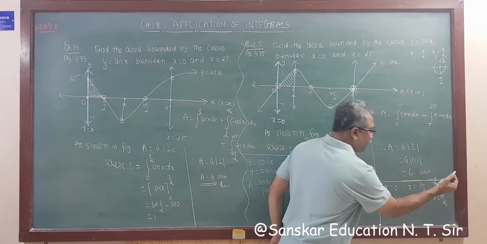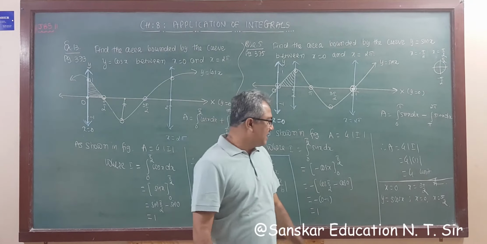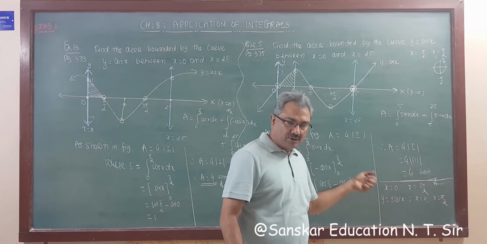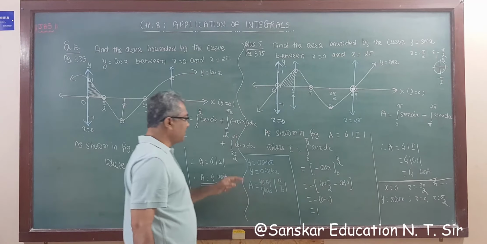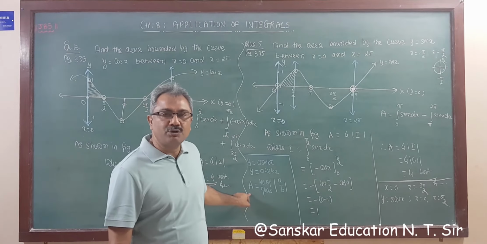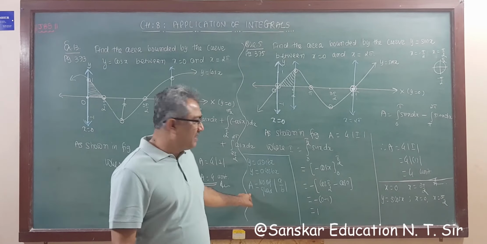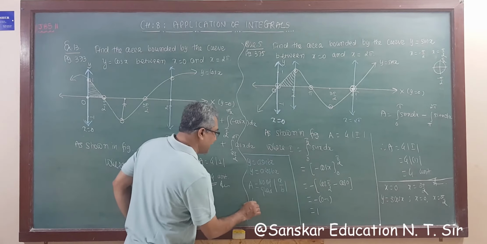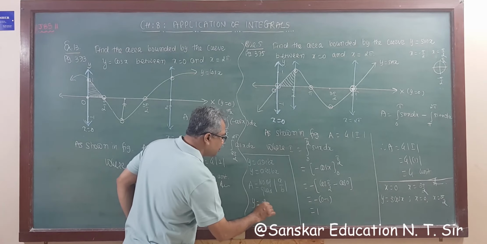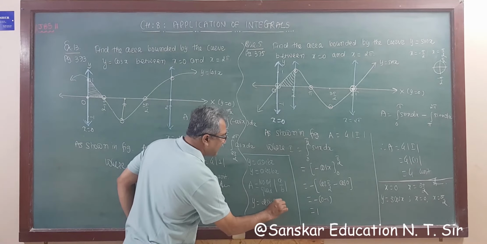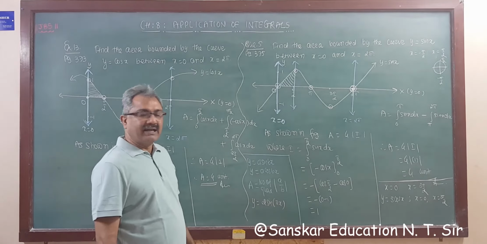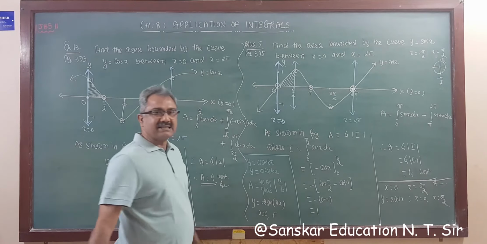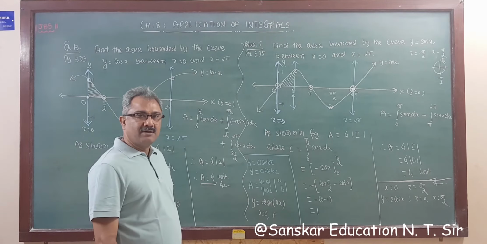Suppose I change this to 3 pi by 2. Then how many quadrants are there? 3 quadrants, and this is 3. So the answer is 9. Similarly for sine also, right? Got it? Any problem? So you have to remember this: number of quadrants into modulus of a upon b, where a is this and b is this. Because sometimes you may get a question like this: y is equal to 2 sin pi x, and the limit is given. Suppose x is equal to 0 to pi, then what is your answer?